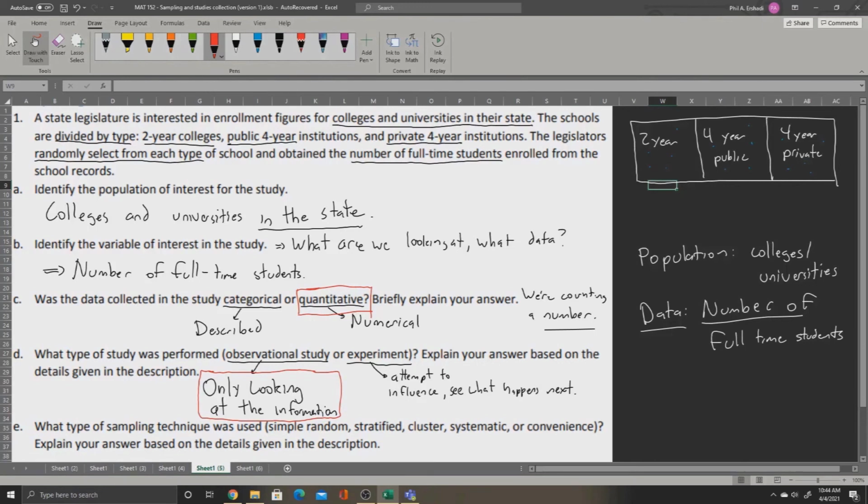Part E asks, what type of sampling technique was used? Explain your answer based on the details given in the description. Let's have a look at our picture here in the upper right. We can tell that we've broken them into groups. As we know, if we break them into groups, that could be cluster or it could be stratified. But we also notice that we're not selecting the entire group. We're selecting randomly from each group. Therefore, because we are selecting randomly from each group, that is not cluster, that is stratified.